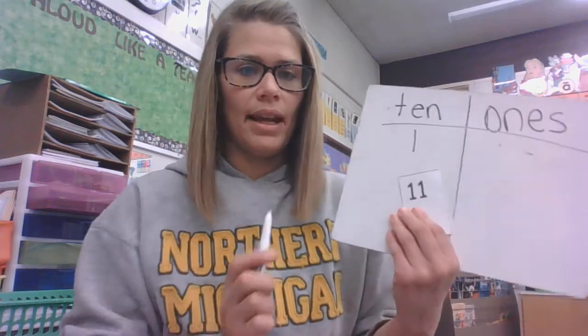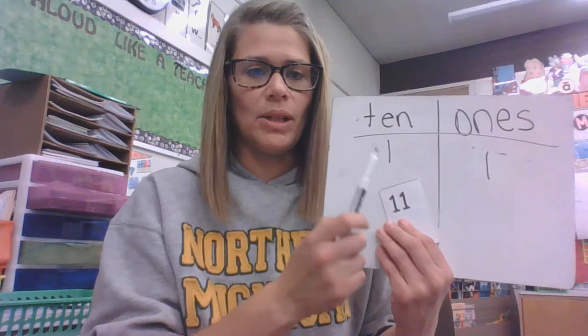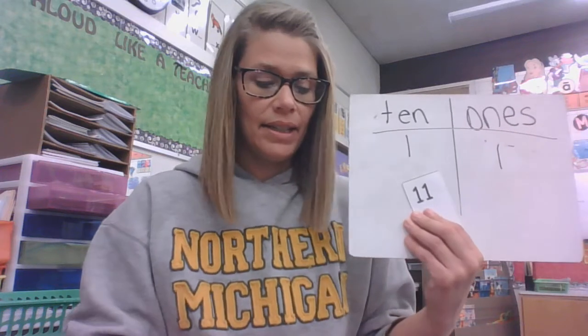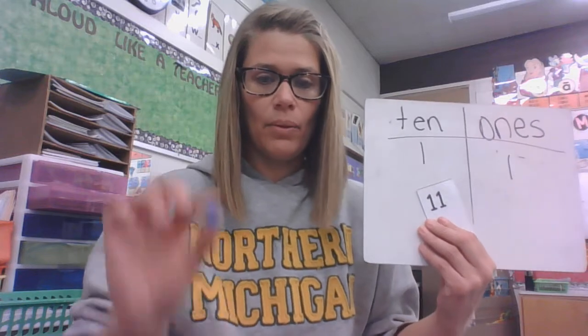Okay, so how many 10s in the number 11? 1 ten. And how many little ones? 1. 1 makes the number 11. So I've got 1 ten and 1 one. 1 ten and 1 one make 11. Okay, let's try this number.